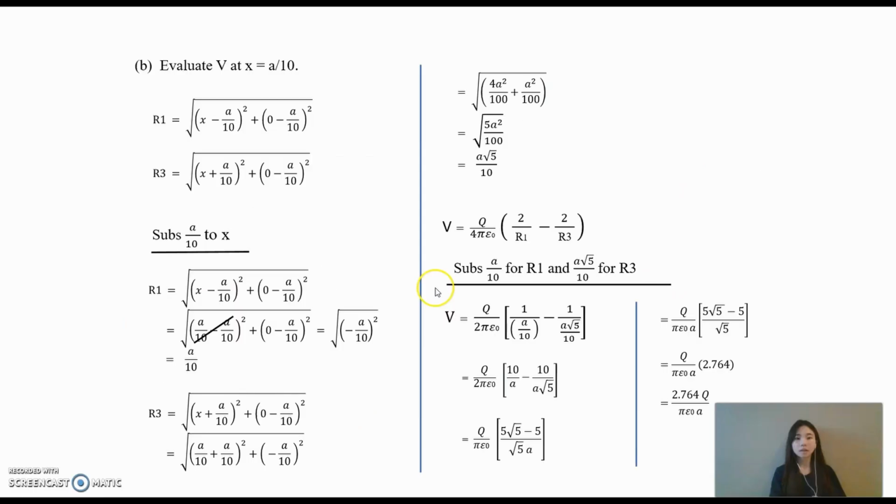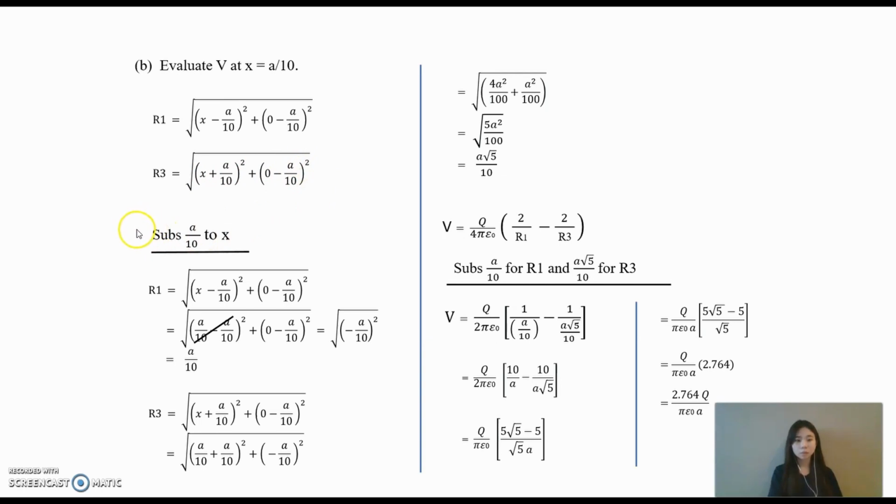Thank you. I'm Yeong Rachel, and now I will continue with question 3b, which is to evaluate V at x equal to a over 10. At a, we get R1 equal to the square root of (x minus a over 10) squared plus (0 minus a over 10) squared, and R3 equal to the square root of (x plus a over 10) squared plus (0 minus a over 10) squared.